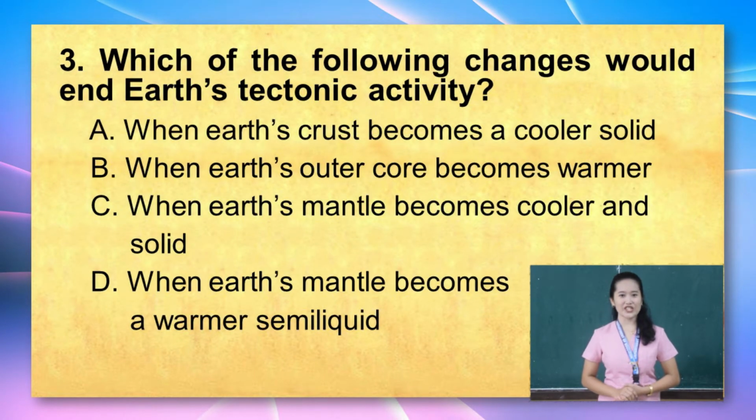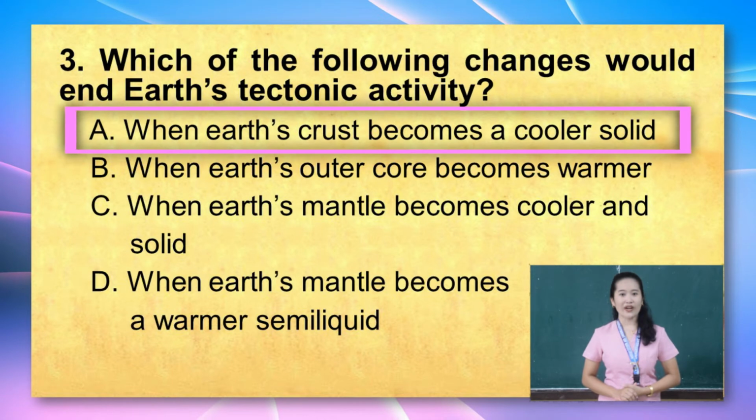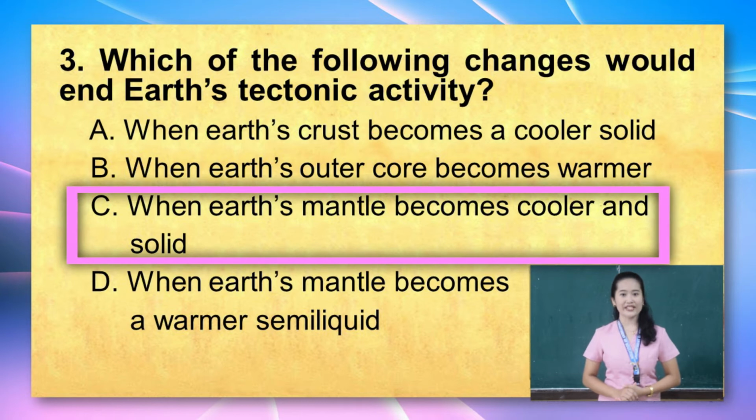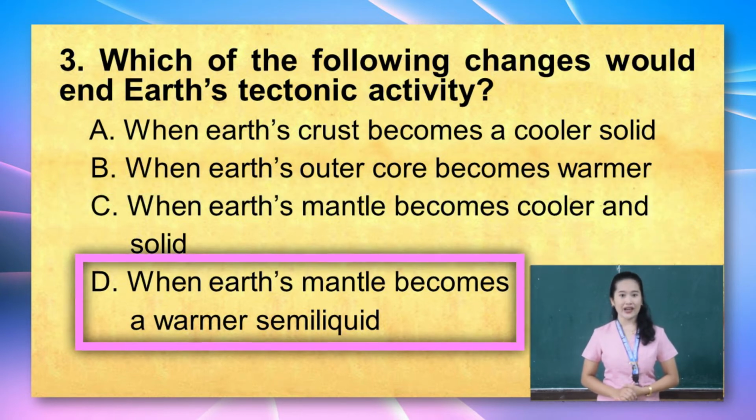3. Which of the following changes would end Earth's tectonic activity? A. When Earth's crust becomes a cooler solid. B. When Earth's outer core becomes warmer. C. When Earth's mantle becomes cooler and solid. D. When Earth's mantle becomes warmer, semi-liquid.